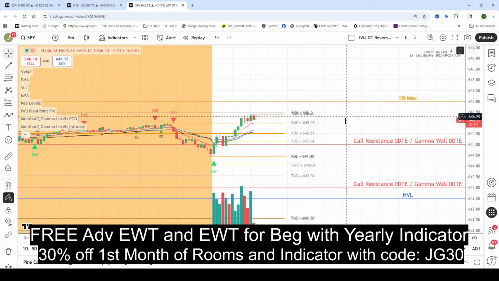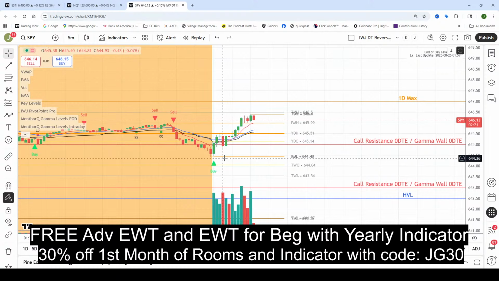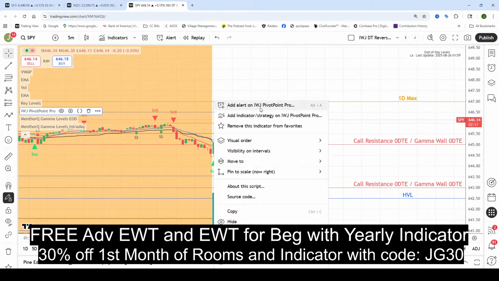Oh, there's a Canadian synthesis. I learn stuff every day. He says you can right click on the triangle and then add alert. There you go. You can do it that way as well.